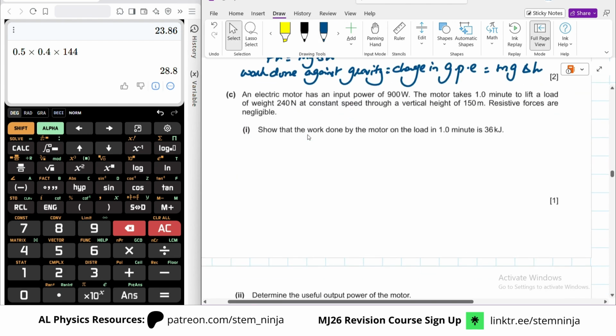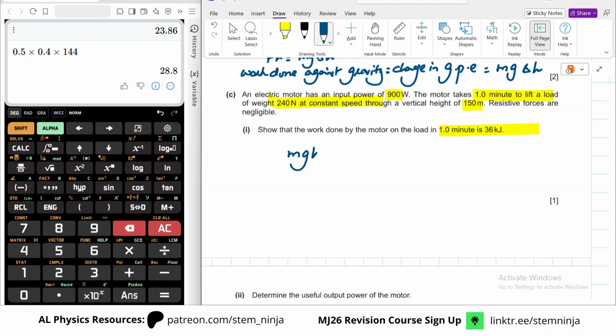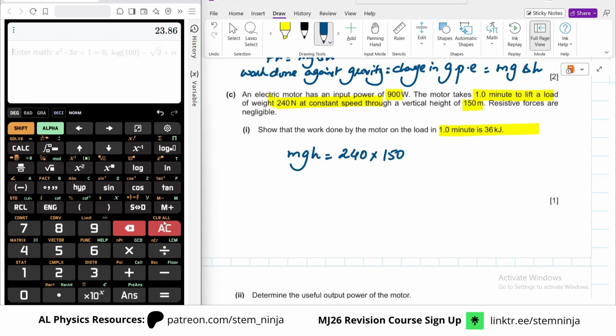An electric motor has an input power of 900 watt. The motor takes 1 minute to lift a load of weight 240 newtons at constant speed through a vertical height of 150 meters. Resistive forces are negligible. Show that the work done by the motor on the load in the 1 minute is 36 kilojoules. So basically the lifting part, mgh. The weight mg is already given as 240 and the height lifted is 150. So 240 times 150 is 36,000.